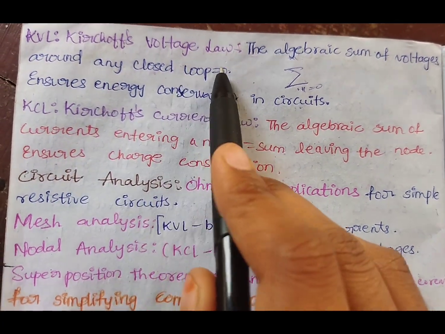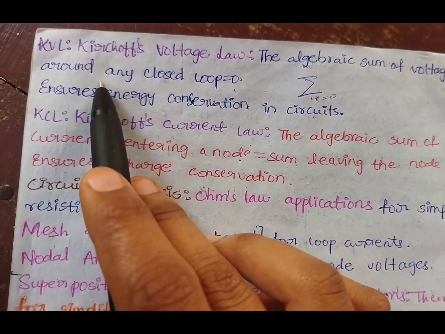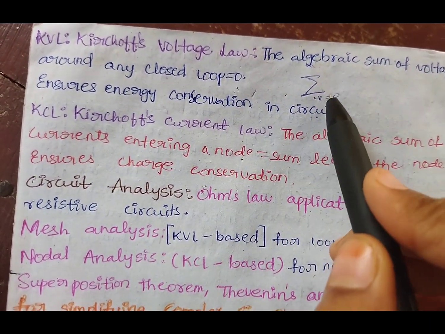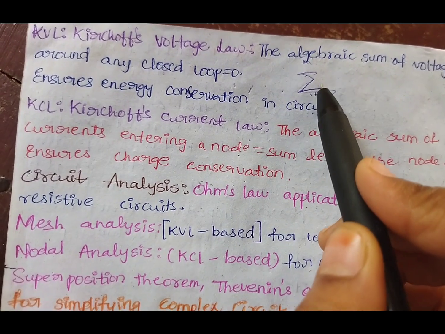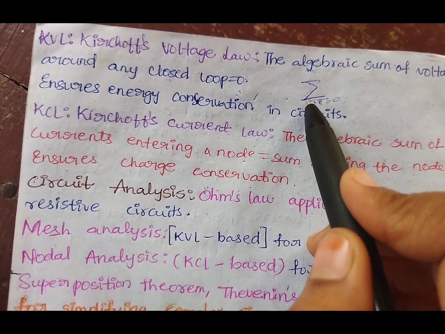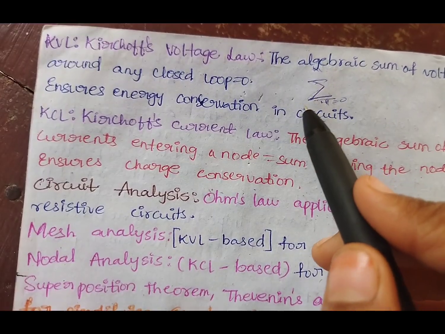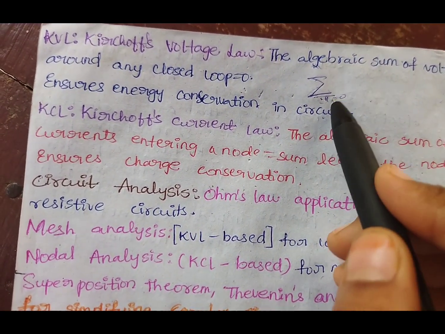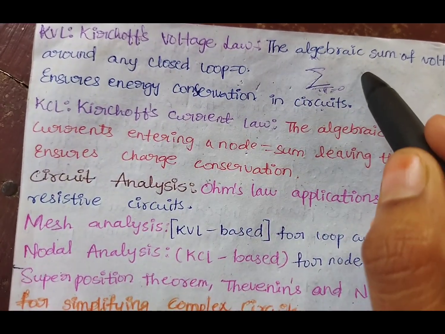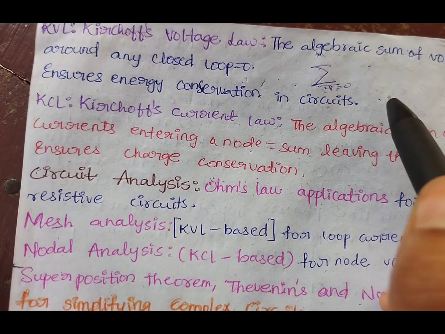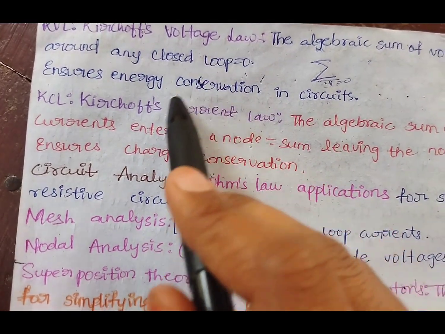Kirchhoff's voltage law: the algebraic sum of voltages across any closed loop is equal to 0. This is the condition. Summation is nothing but sigma. It is denoted with sigma. The algebraic sum of total voltages around a closed loop is equal to 0. This is the condition for KVL. For a circuit, the total voltage sum is equal to 0 for a closed loop is known as KVL.